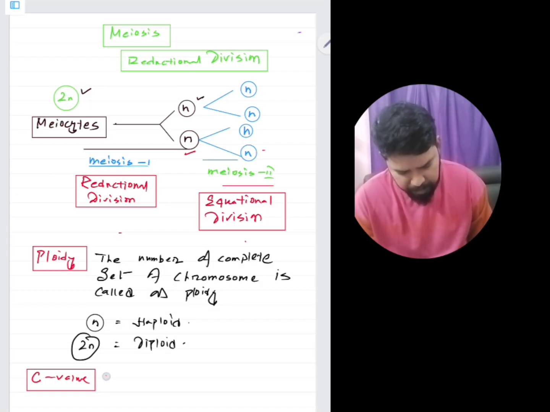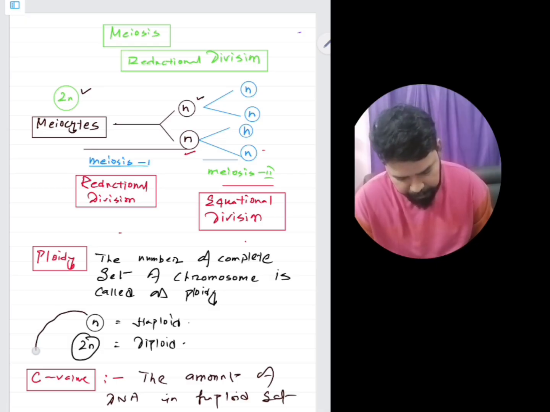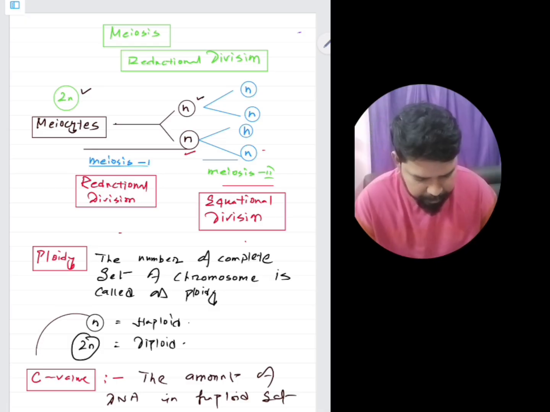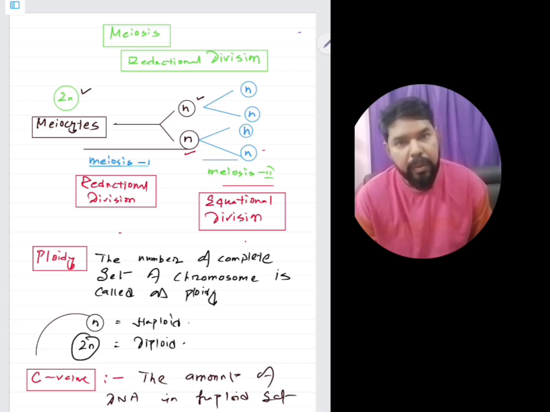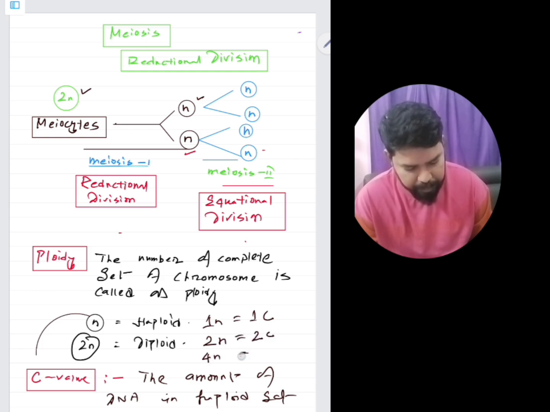So what is C value? C value is the amount of DNA in a haploid set of chromosomes. So in n, the C value will be what? Obviously, n is equal to C. Suppose 1n is equal to 1C. If it converts into 2n, then it becomes 2C. If it converts into 4n, then it becomes 4C.